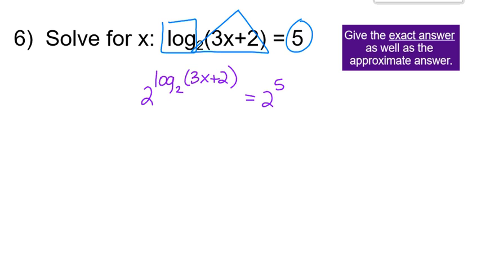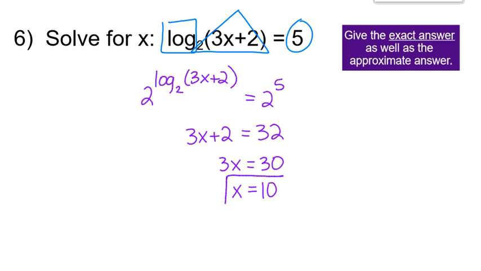On the left, the 2 to the power and the log base 2 are inverse functions which will cancel, leaving us just with 3x plus 2. And on the right, 2 to the 5th is 32. So let's just keep going until we get x by itself. Subtract 2 from both sides and divide by 3. X equals 10 is our exact answer, and there's no need for an approximate answer here.